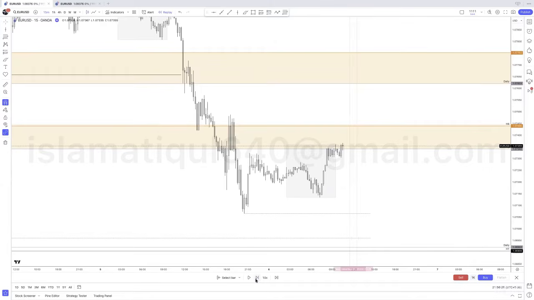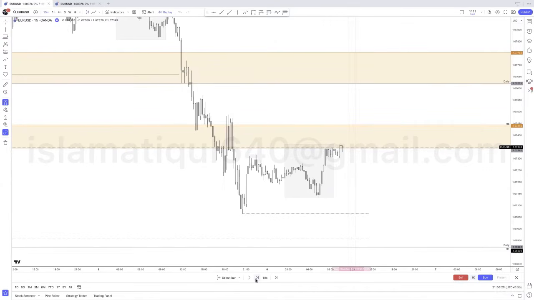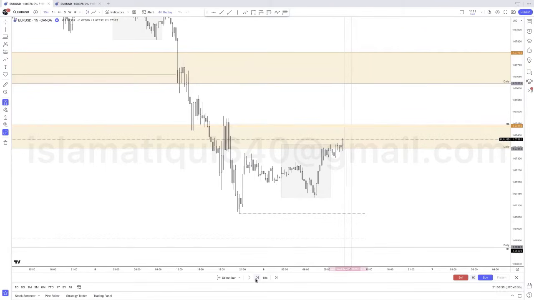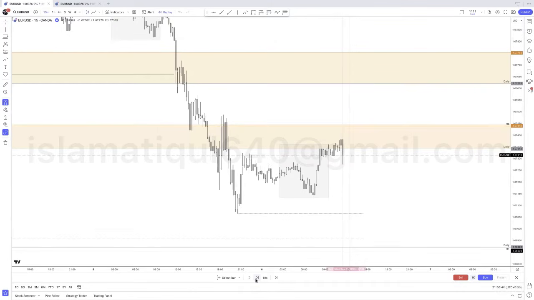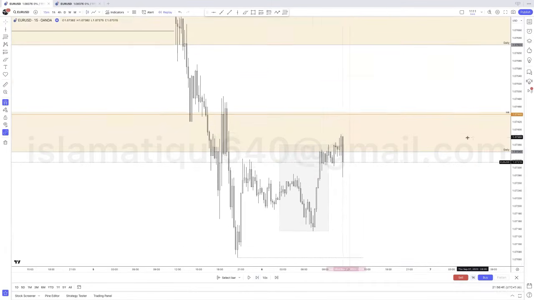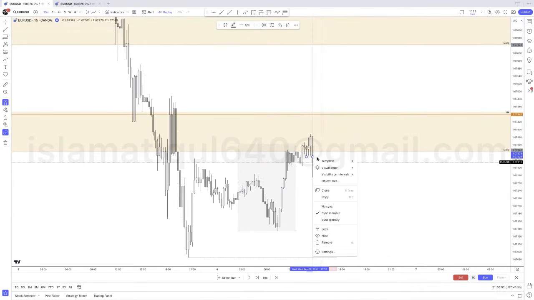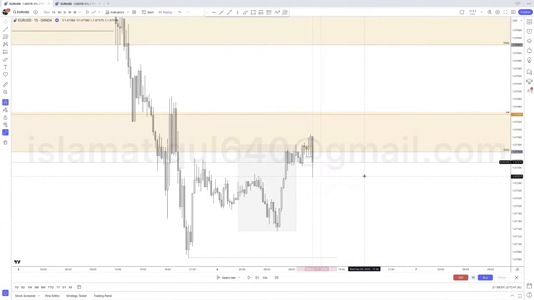Nothing yet. Nothing yet. You see, we're still waiting for a clean confirmation. Okay, we do have a breakout structure here as well. Can you guys see that? Right here, we have kind of a breakout structure, which looks good.